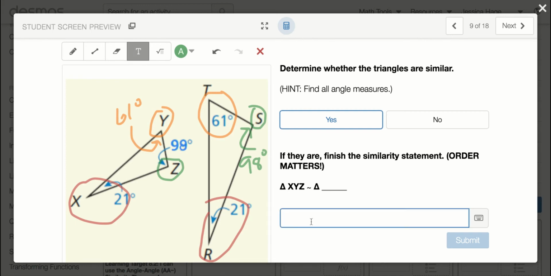All right. So if they are similar, which they are, we're going to finish the similarity statement. So triangle XYZ is similar to triangle RTS. T matched with Y and S matched with Z.